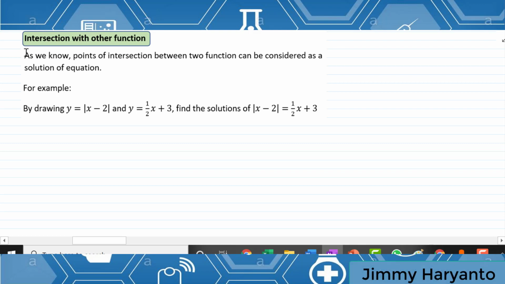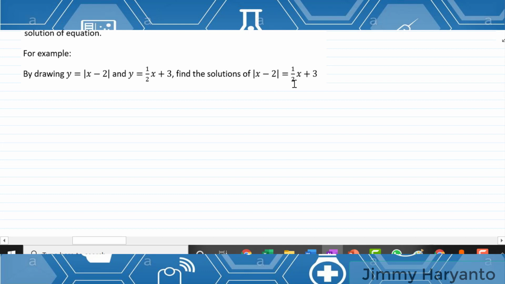As we know, points of intersection between two functions can be considered as a solution of an equation. At the start of this topic, you already learned how to solve absolute value equations. I will teach you how to solve absolute value equations using graphing. For example, by drawing y equals absolute value of x minus 2 and y equals half x plus 3, find the solution of this equation. With algebra you already know how to find the x, but I want to teach you how to find the x using drawings.